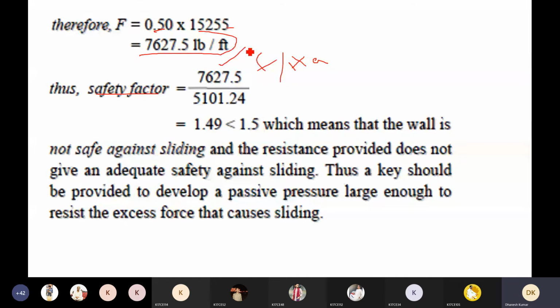The safety factor that we got is 1.49, just less than 1.5, which means that the wall is not safe against sliding.